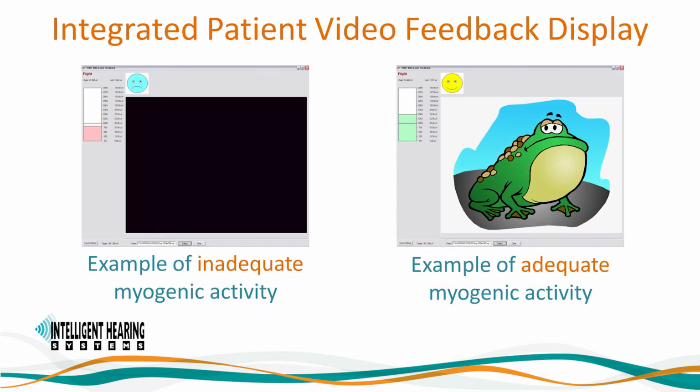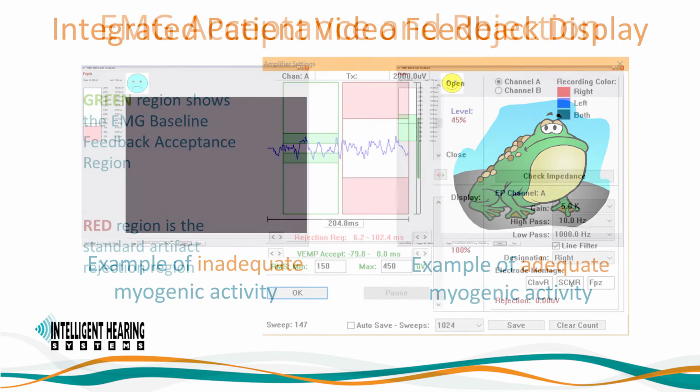The third feedback option available on the IHS SmartEP VEMP module is mostly used to easily administer VEMP testing to children in order to evaluate their otolithic function. A cartoon or video is used where the video plays when adequate myogenic activity is achieved, as shown on the right, and the video does not play and simply freezes when there is inadequate myogenic activity.